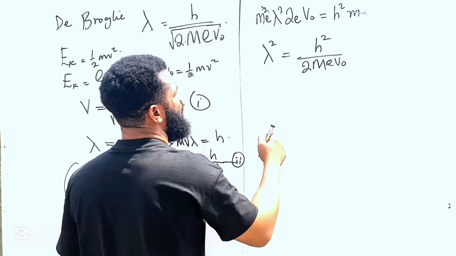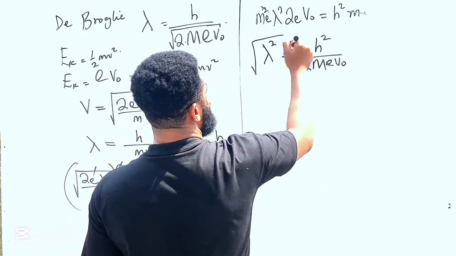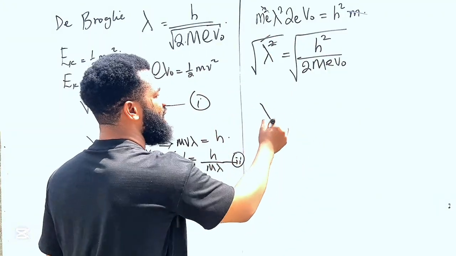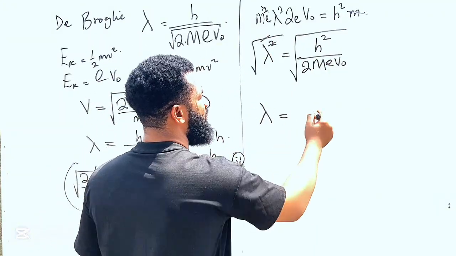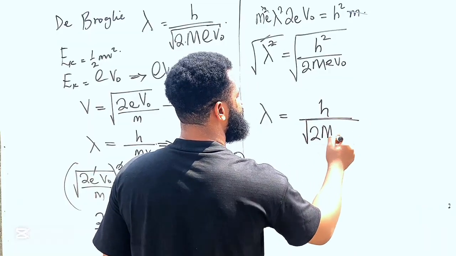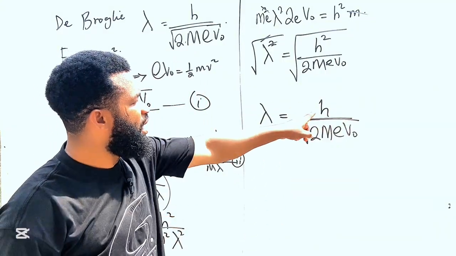All right, so I'm going to take the square root of both sides. So in order to cancel this, if I take the square root of this, I'll take the square root of this. This cancels this. All right, I have that lambda is equal to h all over the square root of 2m e and v sub naught. Okay, somebody will say, what happened to this?